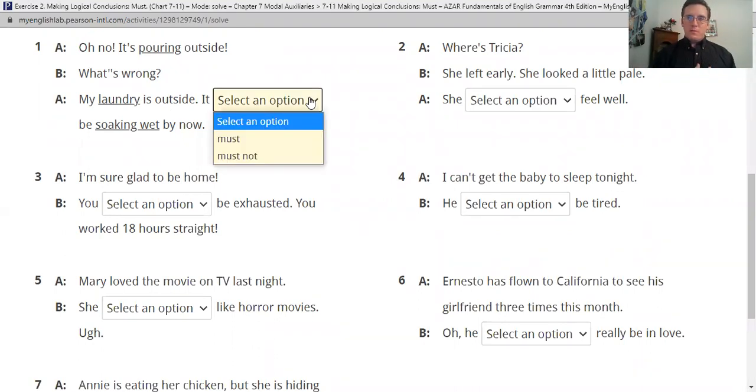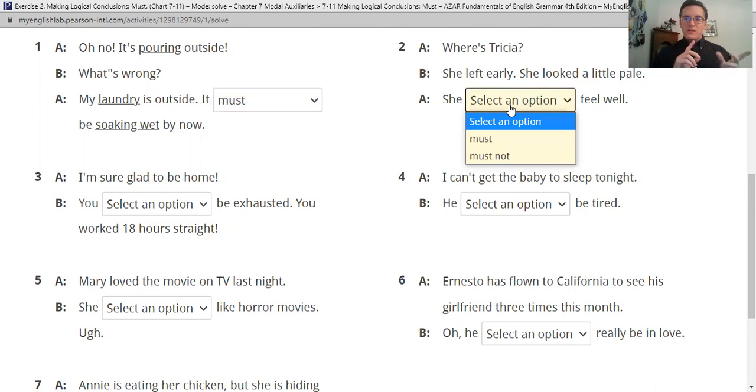Okay, what do we know about my laundry? I was hanging some clothes outside to dry. Now it's raining. Well, it must be soaking wet by now. I mean, that's my guess, right? I mean, if it was outside in the rain and it's raining, then it must be wet. Okay. Number 2, we're going to select must or must not.